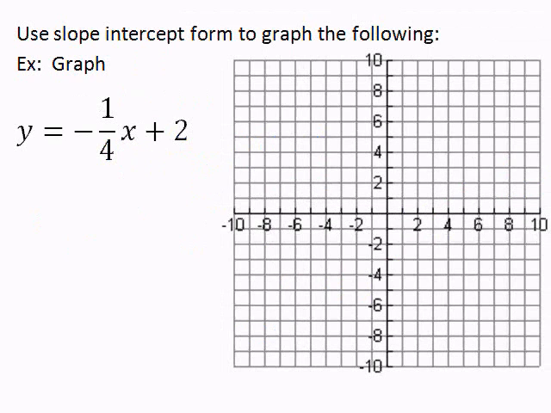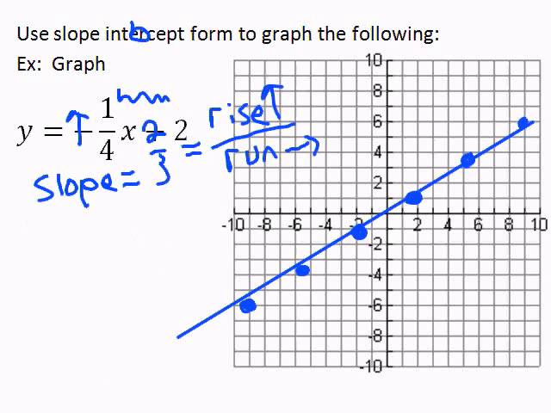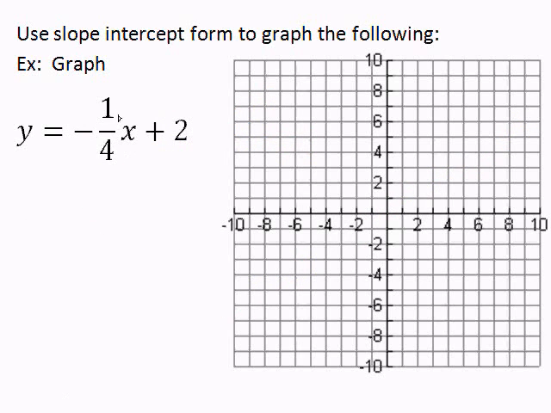Go ahead and try to graph the following using slope-intercept form. Note that the slope is -1 over 4. That negative sign can be put either on top or on bottom. It may be easier to put it on top in order to graph. Go ahead and pause the video, graph the function, and press play when you're ready to see the answer.